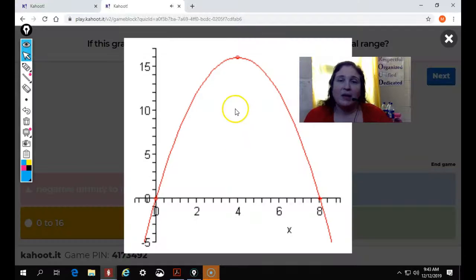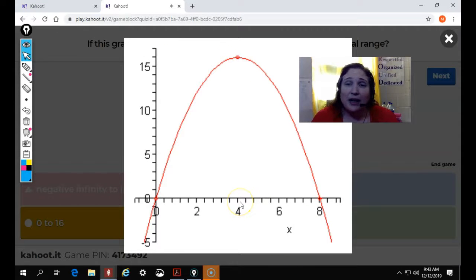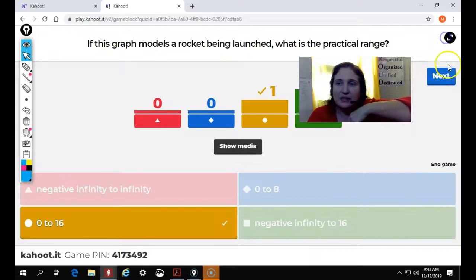All right, so here you can't, if you launch a rocket, it's not like you're going to launch a rocket from underneath the ground, usually, and it wouldn't land deep into the ground. So a realistic range is going to be from 0 feet to its highest point, which was 16.